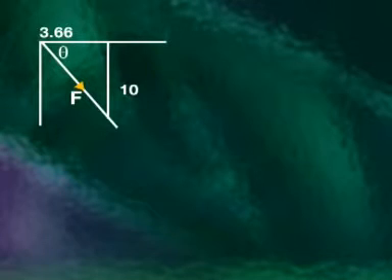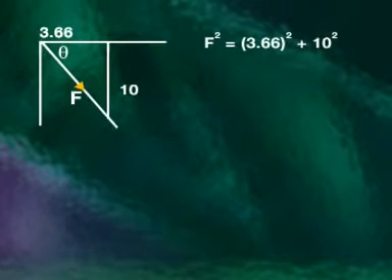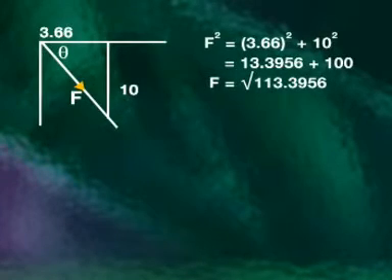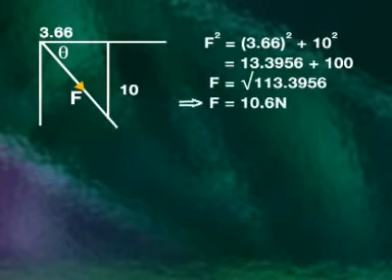F can be shown as in the diagram. F squared equals 3.66 squared plus 10 squared. This equals 13.3956 plus 100, giving us 113.3956. The square root of this gives us F equals 10.6 newtons.